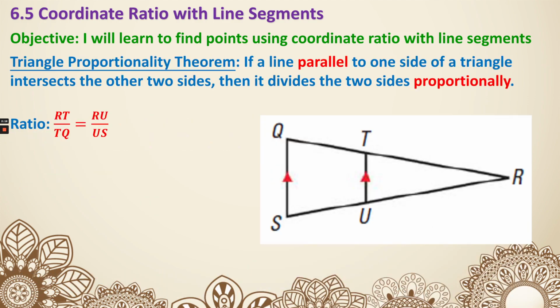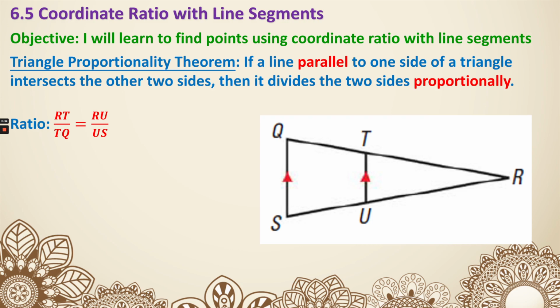Triangle proportionality theorem. This is something we have learned in 6.3a. If you have forgotten about it, you can go back and refer to the 6.3a video. Triangle proportionality theorem: if a line parallel to one side of a triangle intersects the other two sides, then it divides the two sides proportionally.